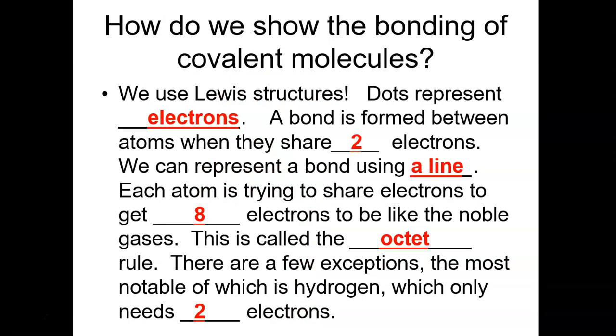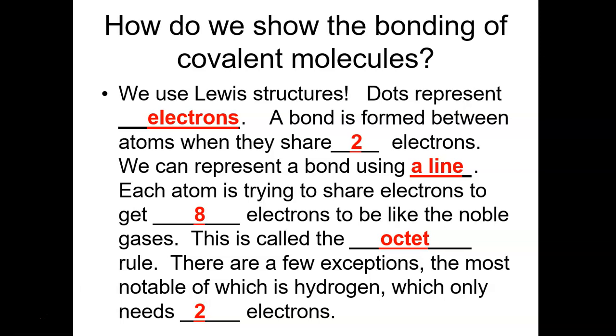Okay, so when we want to show the bonding of covalent molecules, we use Lewis structures. So dots, as you probably recall from Unit 3, represent electrons, and a bond is formed between atoms when they share 2 electrons. So we can represent a bond either using 2 dots or we can use a line. And every atom is trying to share electrons to get 8 electrons. And that's because that'll give them a full outer energy level, like the noble gases, and it's the most stable configuration. So we call this the octet rule.